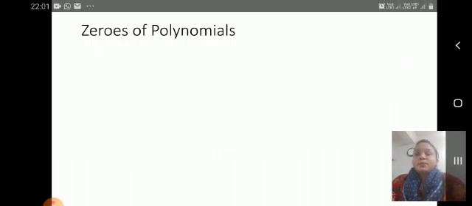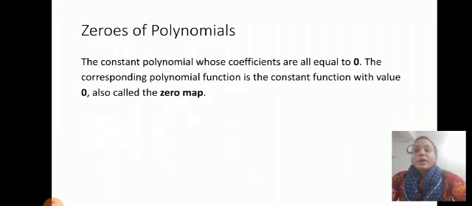Now the zero polynomial. It is the constant polynomial whose coefficients are equal to 0. The corresponding polynomial function is the constant function with the value 0, called the zero map. It means when you find the zero of a given polynomial, you will get a constant number.